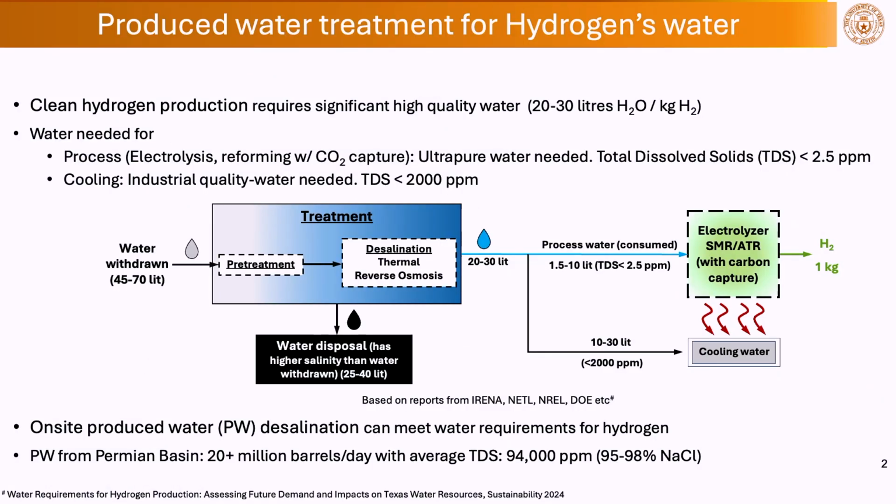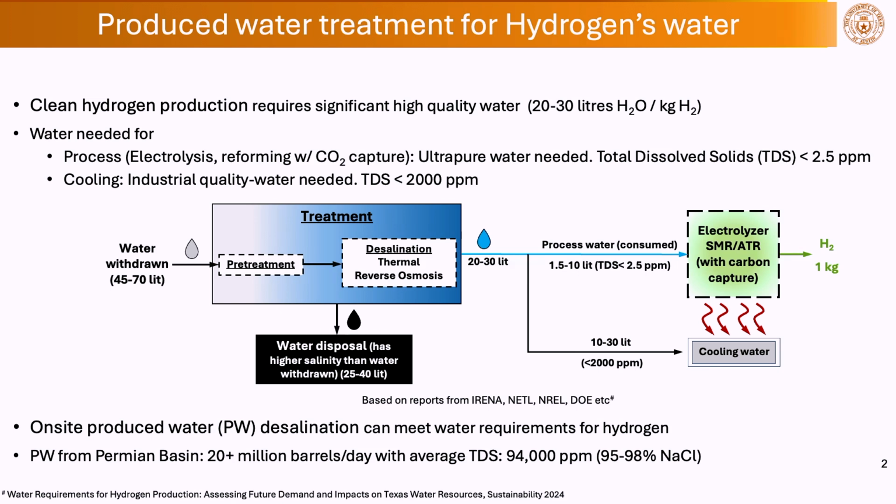First, I would like to give you some background about clean hydrogen production's water problem, which is basically that clean hydrogen production generally requires significant amounts of high-quality input water. Quantifiably, for 1 kg of hydrogen that you want to produce using electrolysis or fossil fuel reforming with carbon capture, you need at least 20 to 30 kgs of fresh water.